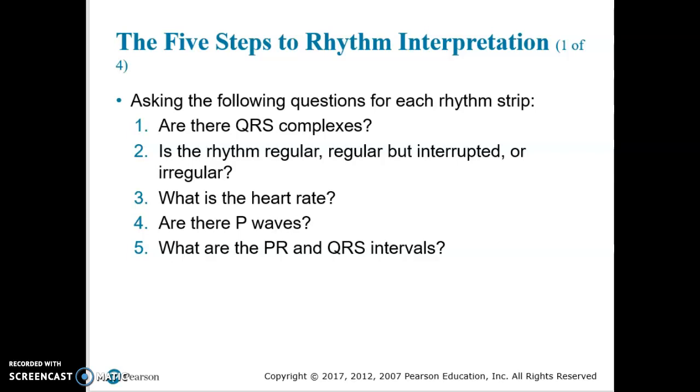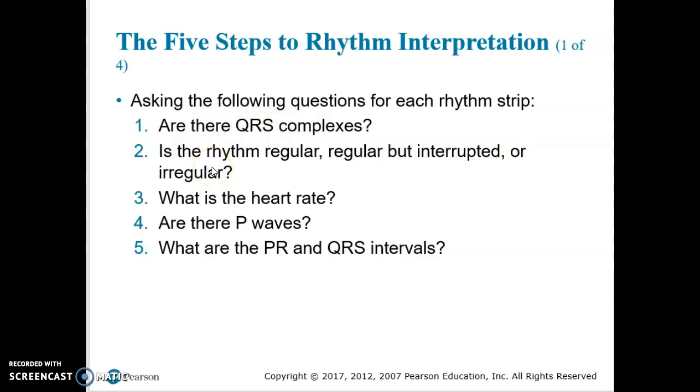If the answer is no, there are not QRS complexes, you're going to skip to number 4. And we'll get there later. If you answer no to question number 1, the next question you're going to ask yourself is question number 4: are there P waves? But if you answer yes, we're going to look for their shape and their size and if they vary.